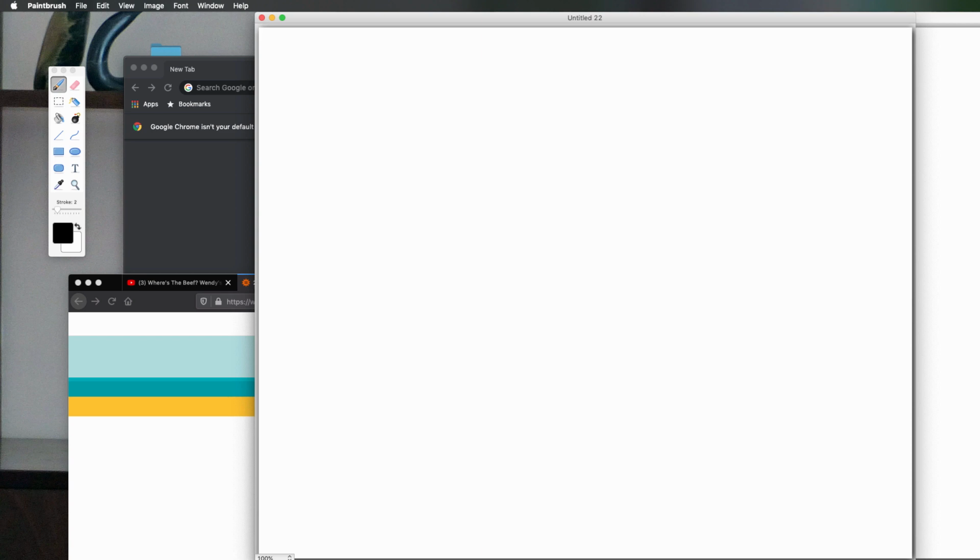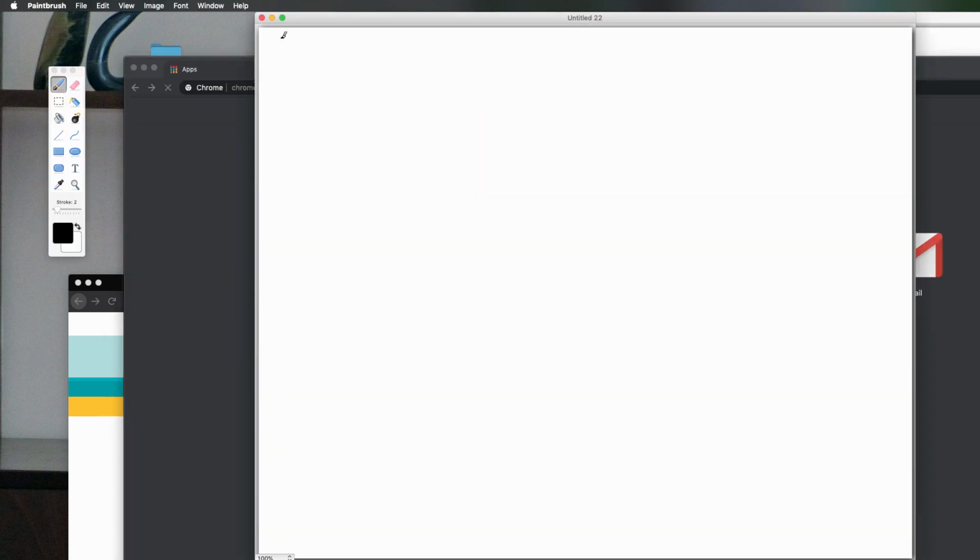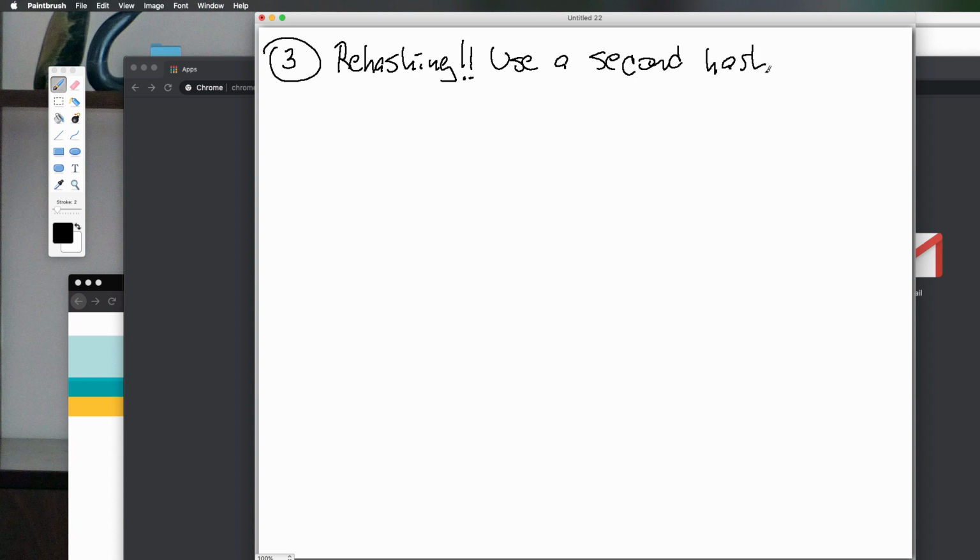Okay, so I seem to have lost, there's my cursor, right over there. So the ultimate solution is what's called rehashing, which is another way of saying use a second hash function to determine a step size.